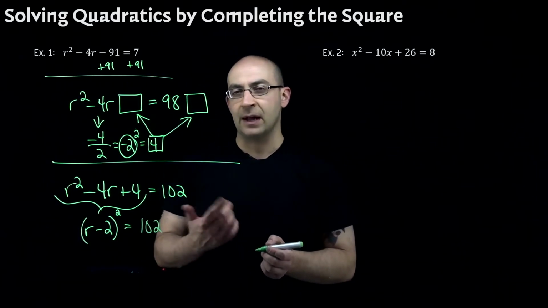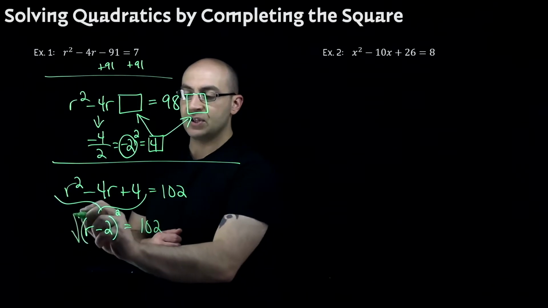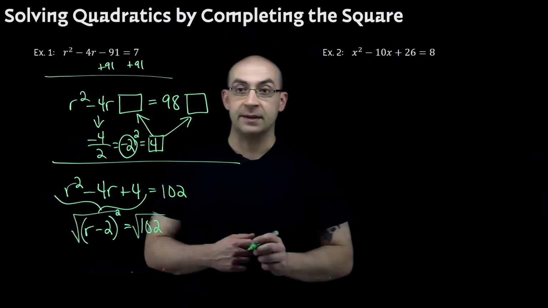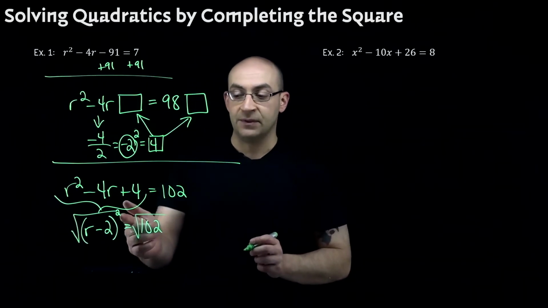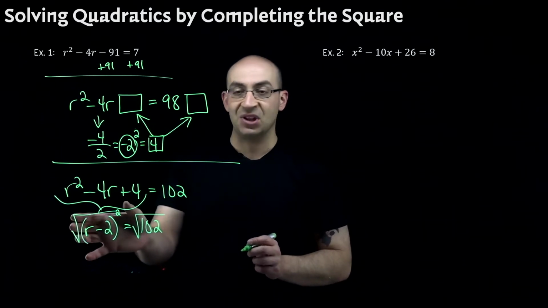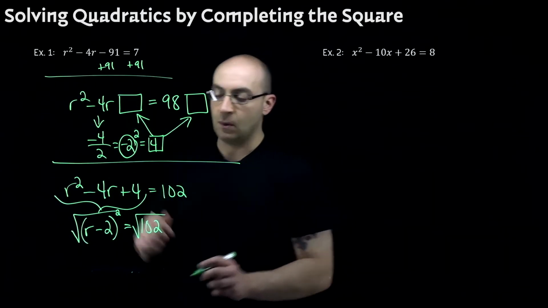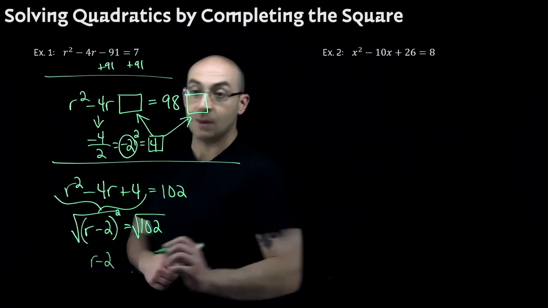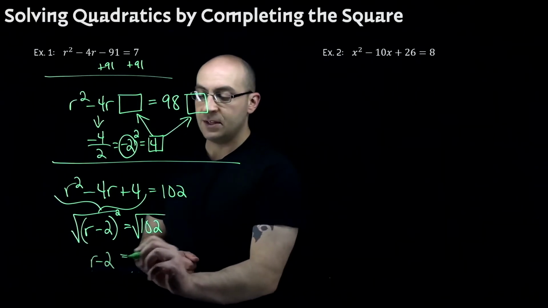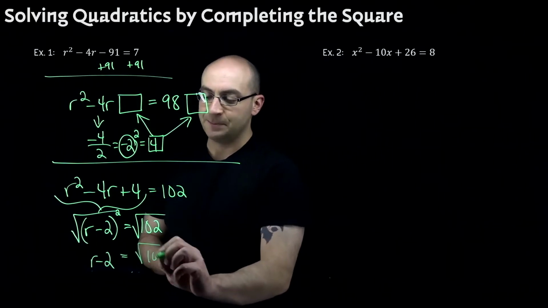So now we've only got 1 or 2 steps left. To get rid of a square, I'm going to square root both sides. Getting rid of the square by square rooting just means that the square root I drew and the 2 go away. The parentheses also drop, so I'm just left with r minus 2. And that's going to equal the square root of 102.